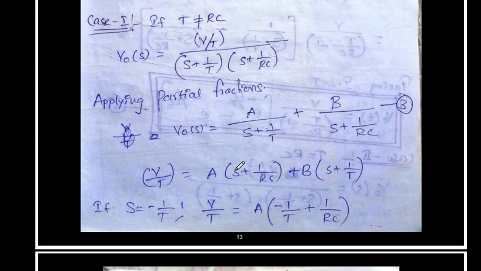To get the value of A, substitute S is equal to minus 1 by T. To get the value of B, substitute S is equal to minus 1 by RC. Now, substitute S is equal to minus 1 by T in this equation. When S is minus 1 by T, the B term is equal to 0. Therefore, the remaining is V by T, that is equal to A into minus 1 by T plus 1 by RC.